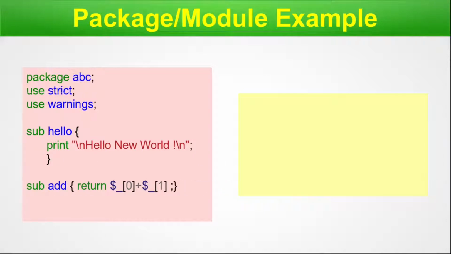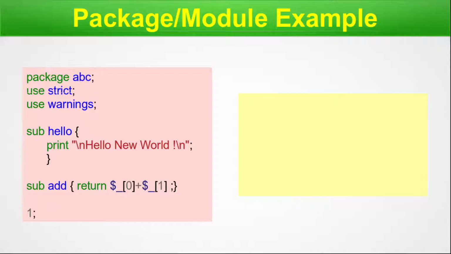Next we are writing another subroutine, an inline subroutine. So sub add, then we use the return statement, and we add $_[0] and $_[1]. These two are special variables, and they represent the first and the second argument given to the addition subroutine. Now we end the package with one semicolon. Okay, so this is done.